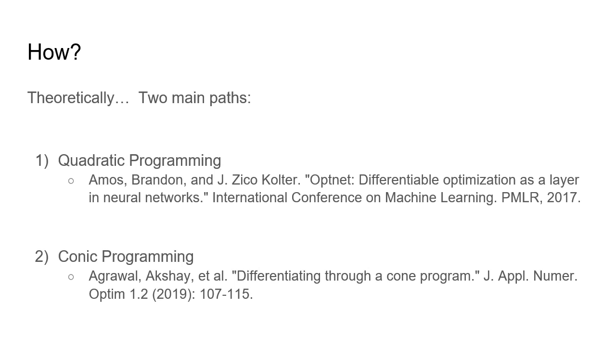Okay, how are we doing that? There are many ways to do that, but in this work, we will focus on two main paths. One, from quadratic programming, which was first designed by Brandon Amos and Zico Kolter in a paper called OptNet, Differentiable Optimization as a Layer in Neural Networks. And the second method was developed by Akshay Agrawal and friends, which is not our Akshay, and it's called Differentiating Through a Cone Program. Both are very interesting works, and they are actually based on some of the same main ideas.